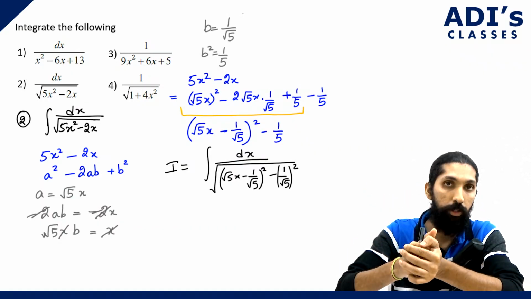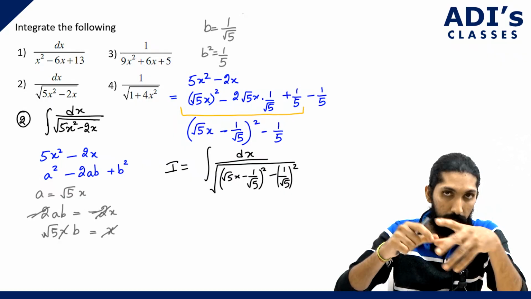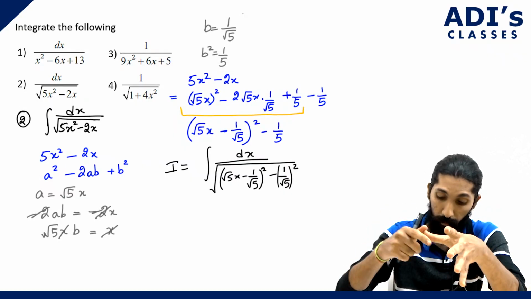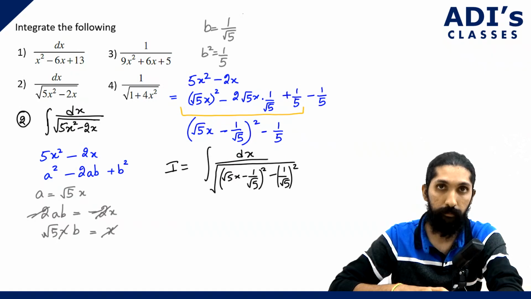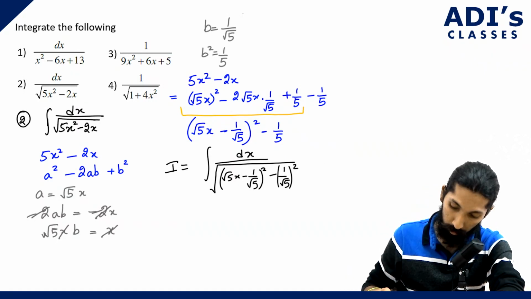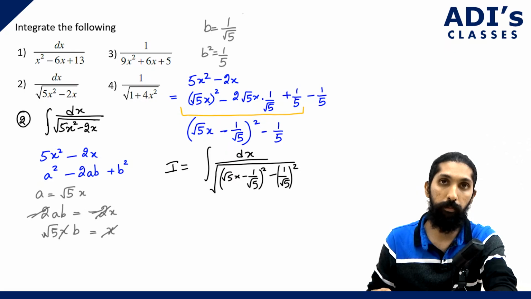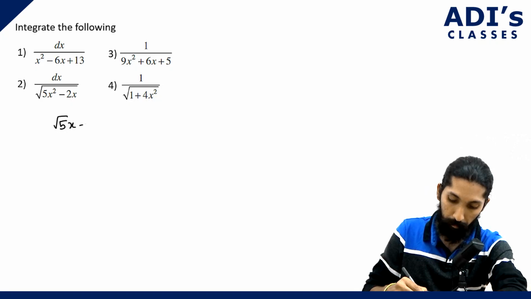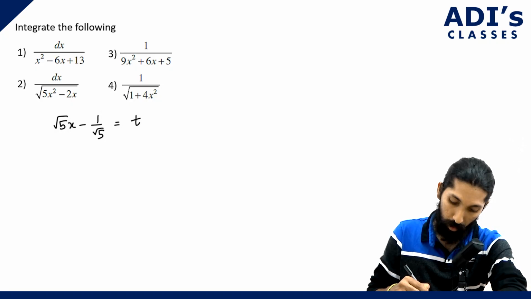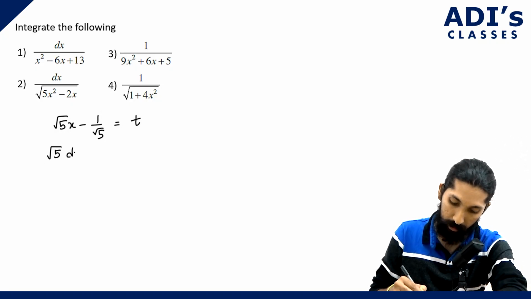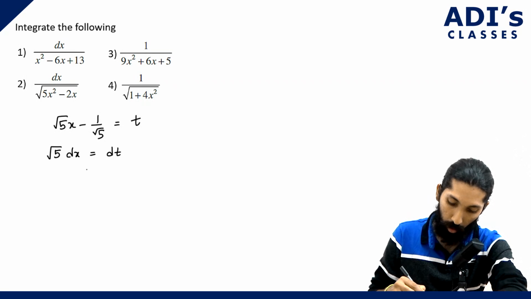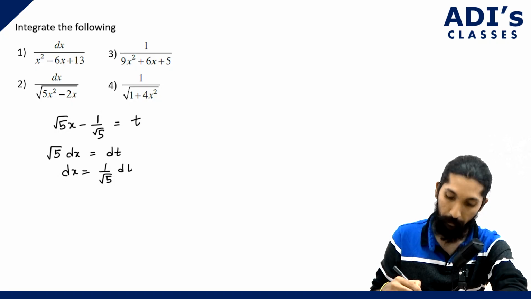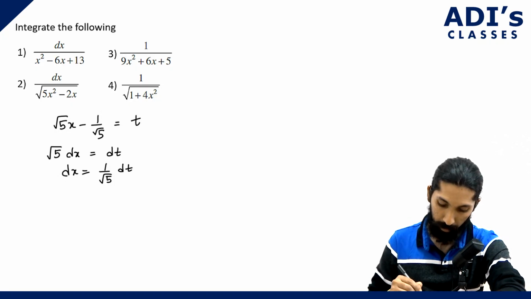Whereas there is a small issue. It's not x square minus a square. Instead of x, you have root 5x minus 1 by root 5. Right? So let's do the substitution method and do the problem. We substitute root 5x minus 1 by root 5 as t. So you get root 5 dx is equal to dt, or dx is equal to 1 by root 5 dt. So the integral I value will change.